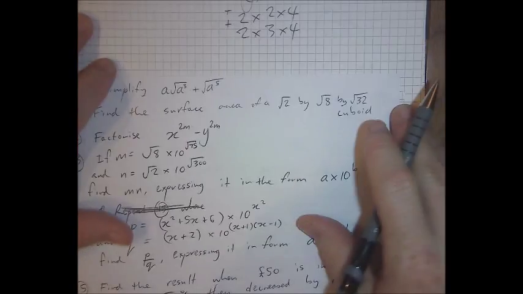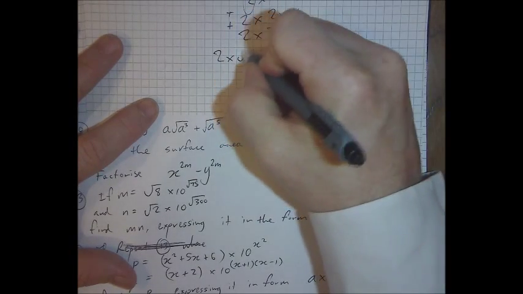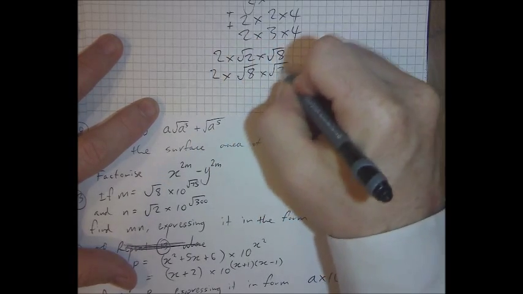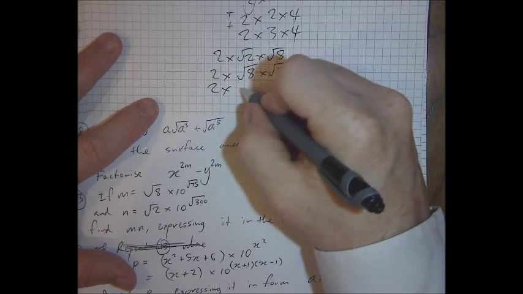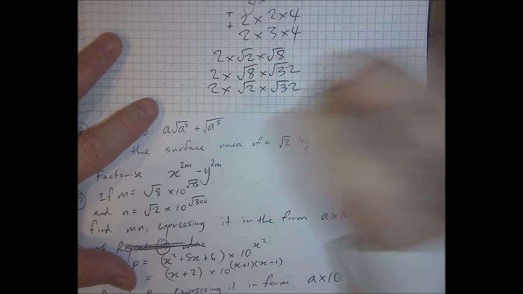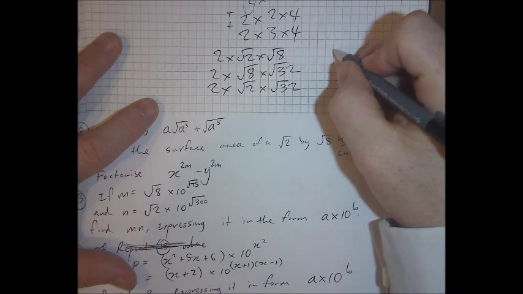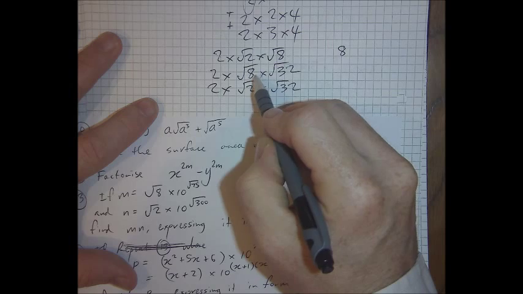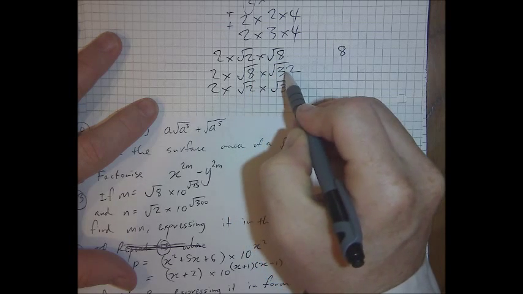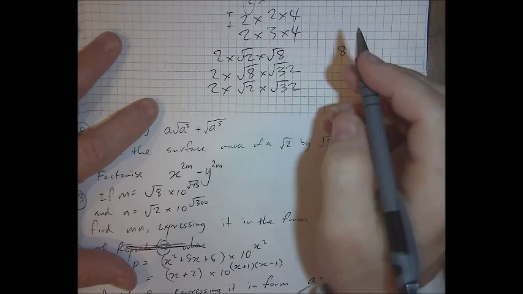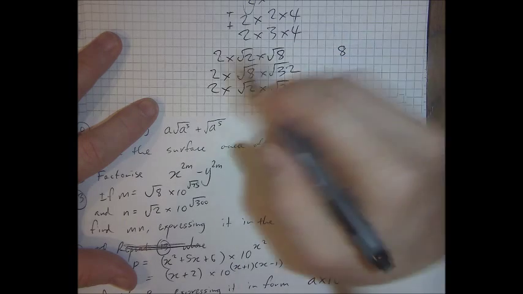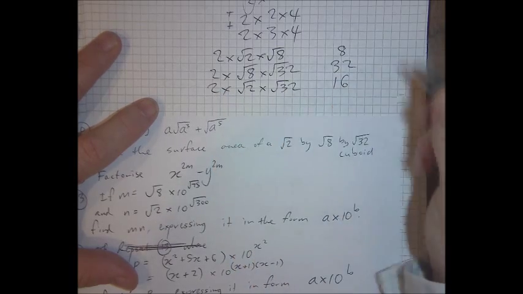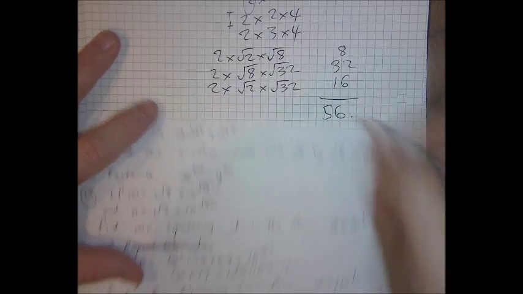So for the actual hard problem, it's 2 times root 2 times root 8, 2 times root 8 times root 32, 2 times root 2 times root 32. That's 2 times root 16, which is 2 times 4, which is 8. That's 2 times root 256, which is root 16, which is 2 times 16, which is 32. And that's 2 times root 64, which is 2 times 8, which is 16. So the answer is 56.